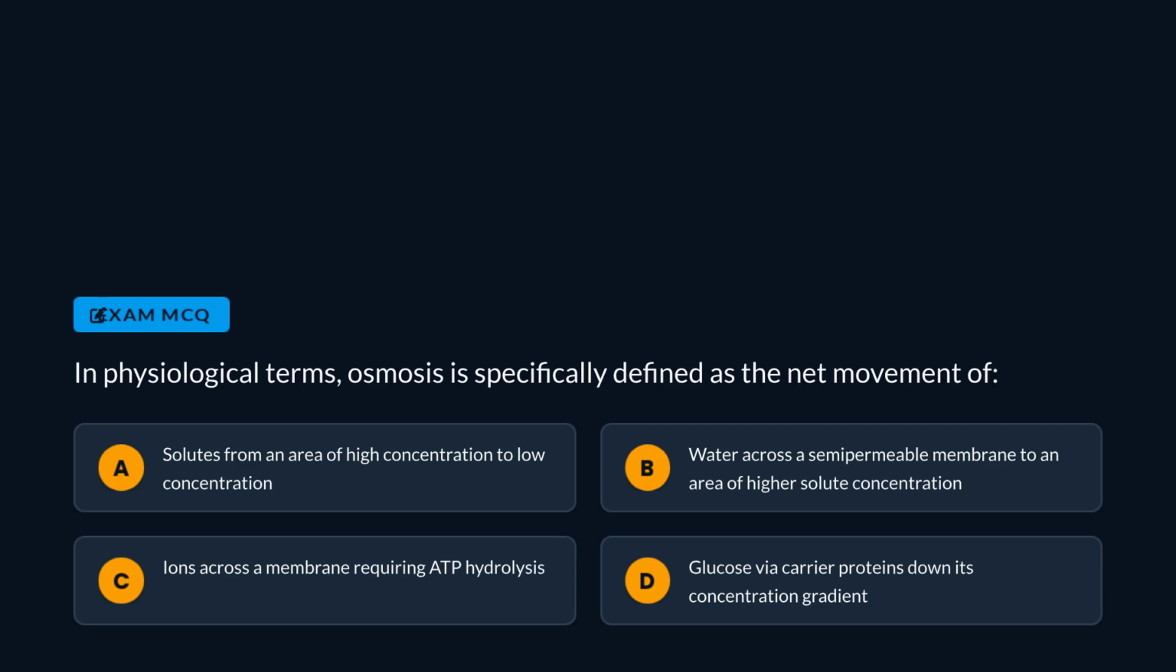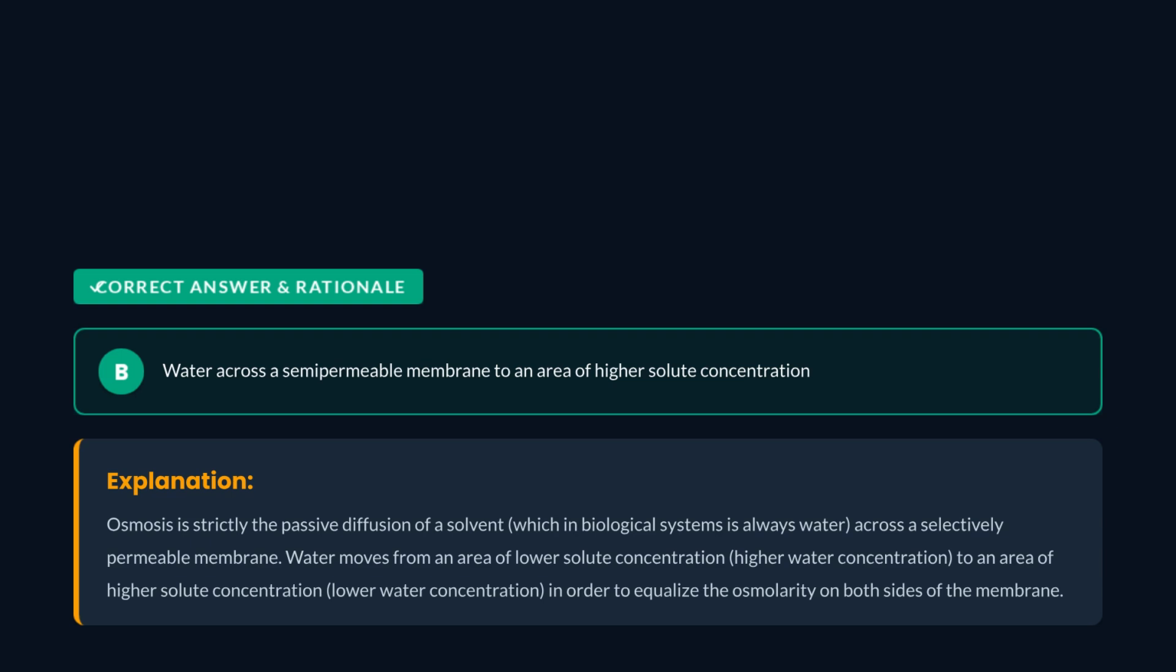In physiological terms, osmosis is specifically defined as the net movement of what? Osmosis is the passive diffusion of water across a semi-permeable membrane toward an area of higher solute concentration. Water moves to equalize the osmolarity on both sides of the membrane.